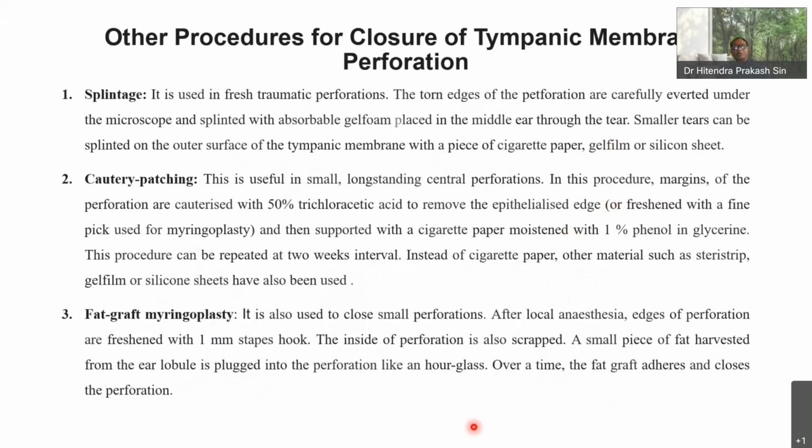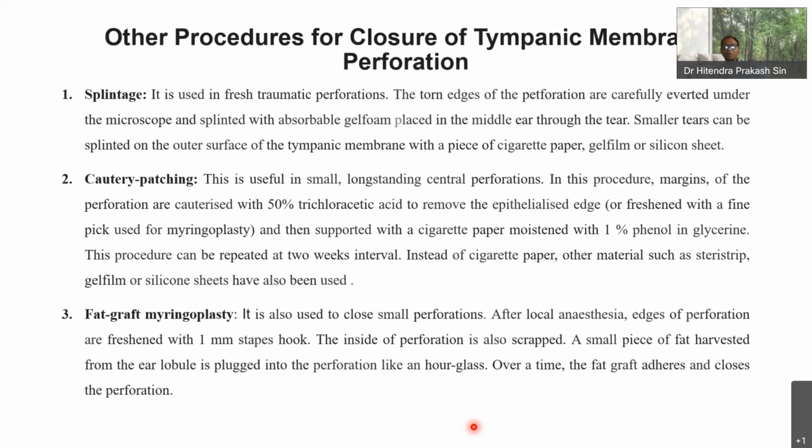So, what are the other procedures which we do for the repair of tympanic membrane perforation? We do splintage, we do cautery patching, we do fat graft myringoplasty. Splintage is used in fresh traumatic perforation. If you get a case of fresh traumatic perforation, who came the next day to you, the torn edges of the perforation are carefully everted under the microscope and splinted with absorbable gel foam placed in the middle ear.